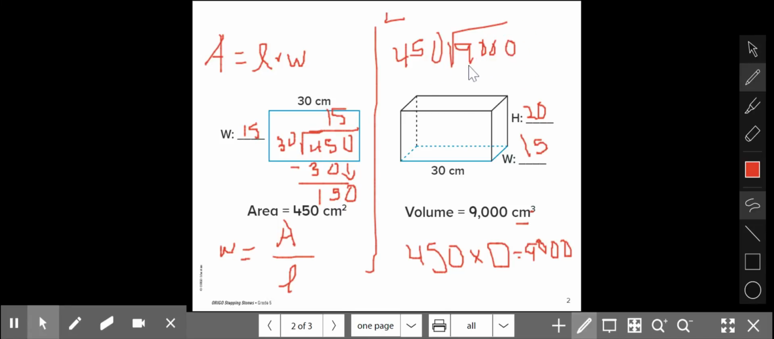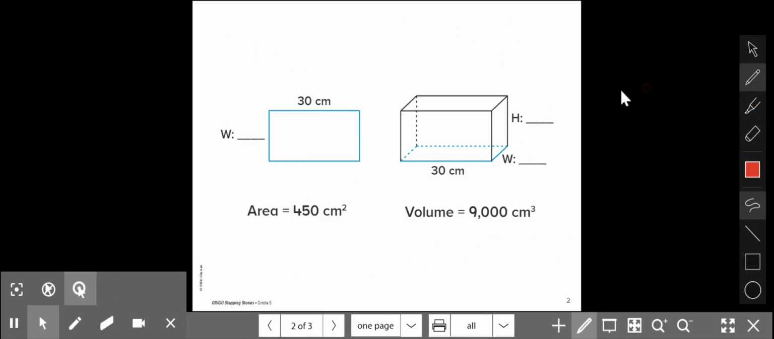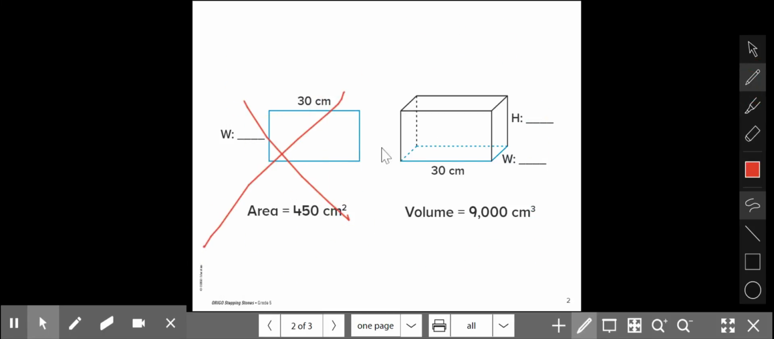And I can't go 450 into 9, can't go into 90, but 450 will go into 900. It goes in a total of 2 times, and then I end up with a 0 left over, so I have to put that 0 there. 20.